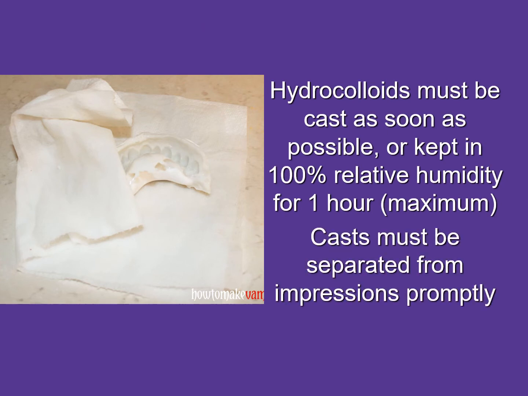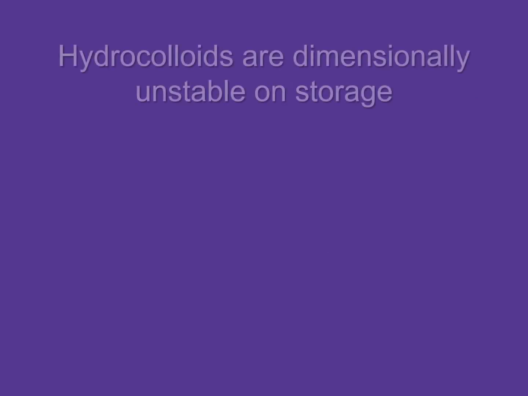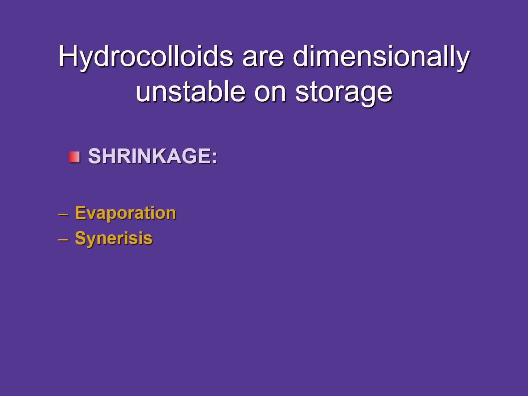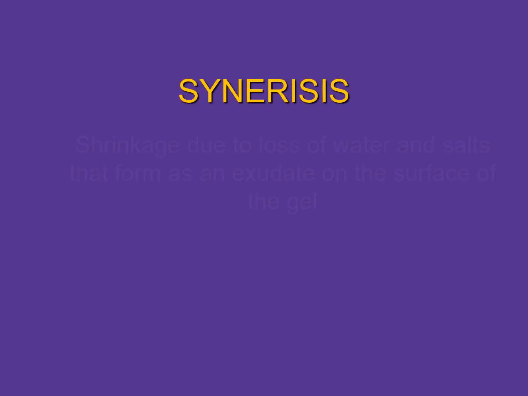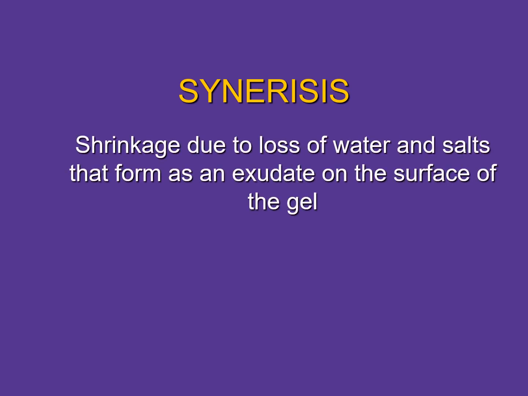Hydrocolloid must be cast as soon as possible or kept in 100% relative humidity for 1 hour maximum by wrapping in a wet towel. The cast must be separated from the impression promptly. Hydrocolloids are dimensionally unstable in storage. They are subjected to shrinkage, evaporation and syneresis, and imbibition, the absorption of water, causing swelling and expansion of the gel. Syneresis is the shrinkage that occurs due to the loss of water and salt that forms as an exudate on the surface of the gel.